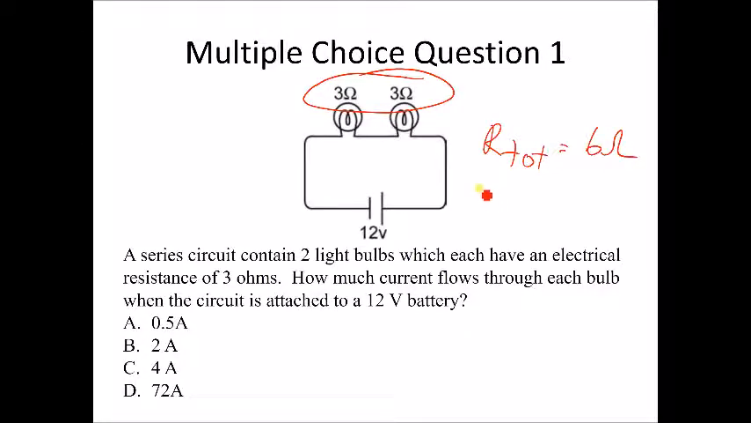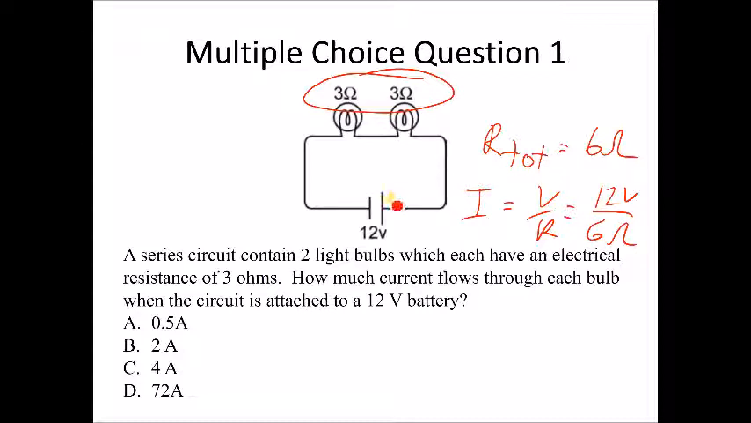To find current, we use Ohm's law. I equals V over R, which in this situation is the potential difference across the battery, 12 volts, divided by the total or equivalent resistance of 6 ohms. So we end up with a current of 2 amps. That's how much current comes out of the battery.